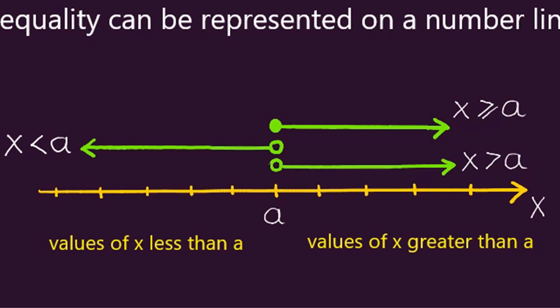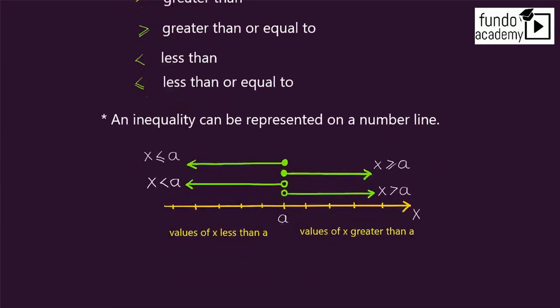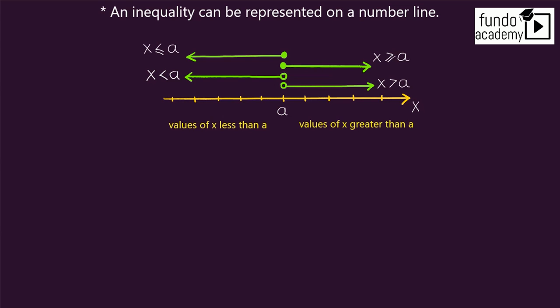And these values that we have here are values of X that are less than A, and A is also included because the circle here is shaded. So this is less than or equal to. This is written in this way, that X is less than or equal to A. These are very important graphs for you to know. You need to be able to sketch the number lines to represent linear inequalities given.